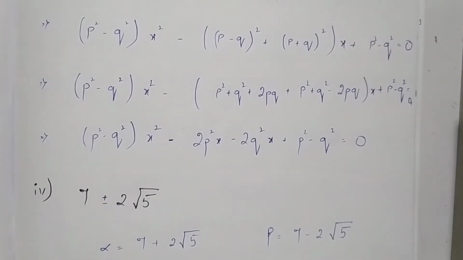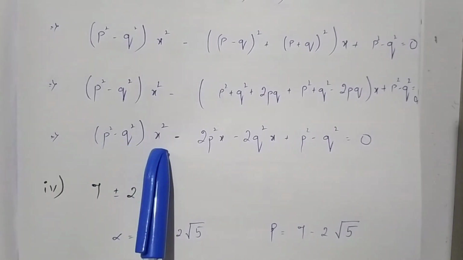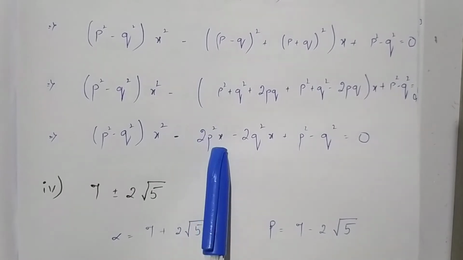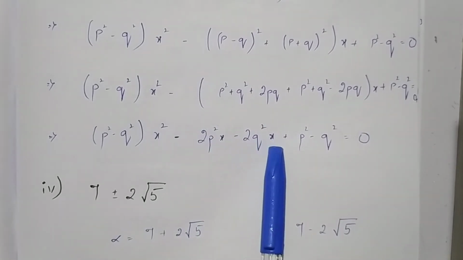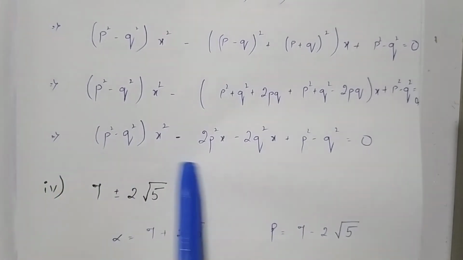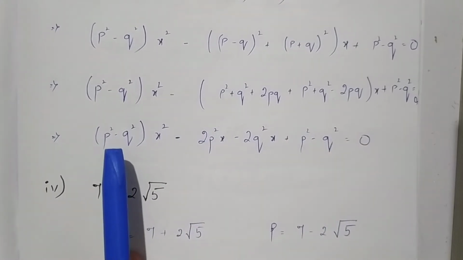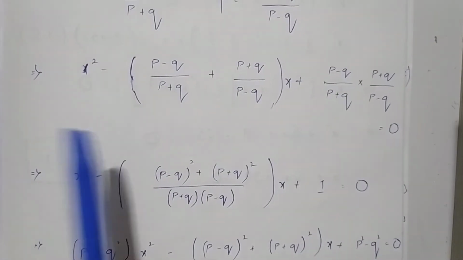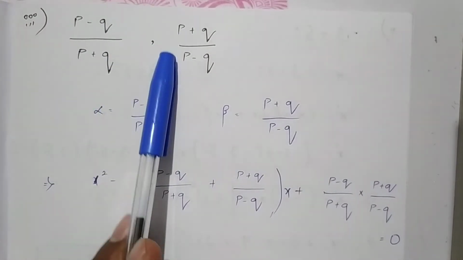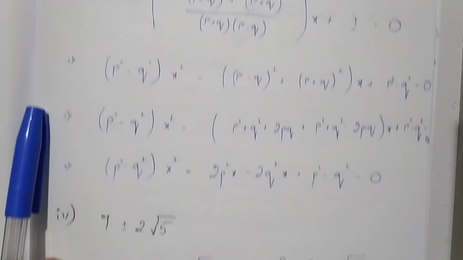So the final answer will be (p square minus q square) into x square minus 2(p square plus q square) x plus (p square minus q square) is equal to 0. This is the corresponding quadratic equation of the roots (p minus q) divided by (p plus q), comma (p plus q) divided by (p minus q). Now coming to the fourth question.